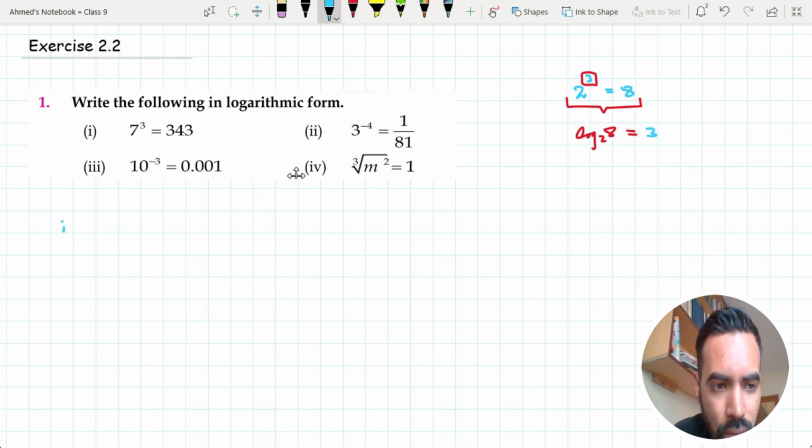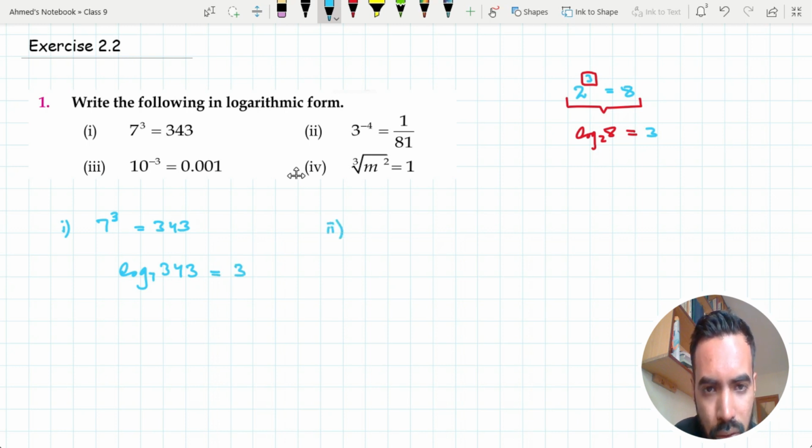How do I solve part 1? It is 7 cube equals 343. So I can write this number as log 343 with base 7 equals 3. Now let's have a look at part 2. 3 to the power minus 4 equals 1 over 81. So I can write this number as log 1 over 81 with base 3 equals minus 4.